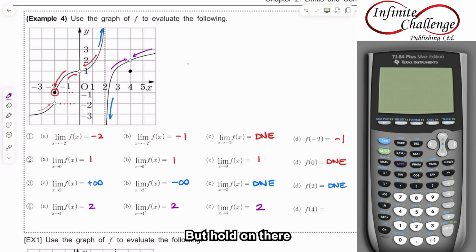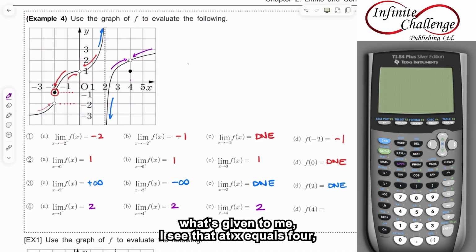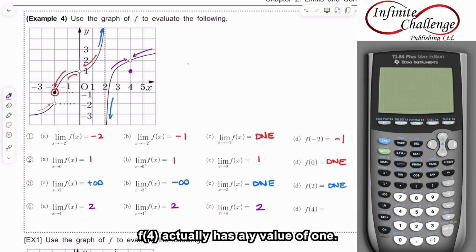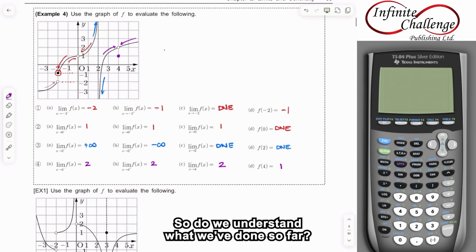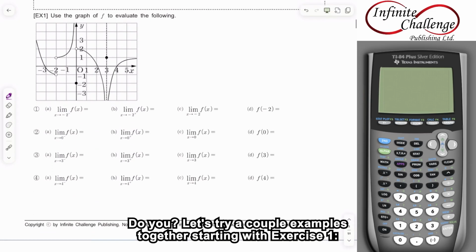But hold on there. Is f of 4 also equal to 2? Rather, when I look at the graph and I see what's given to me, I see that at x equals 4, f of 4 actually has a y value of 1. So, do we understand what we've done so far? Do you? Then let's try a couple examples together.